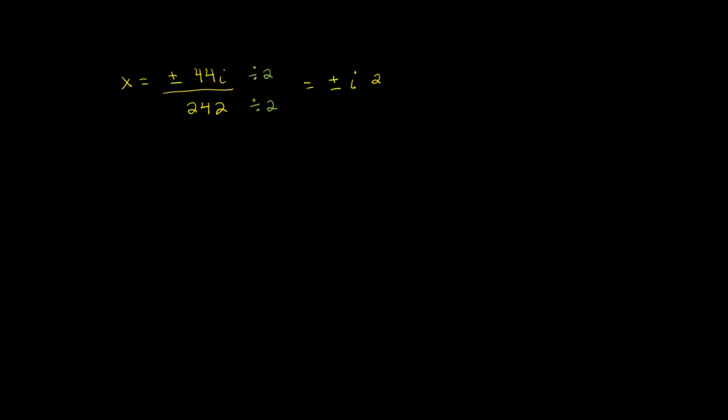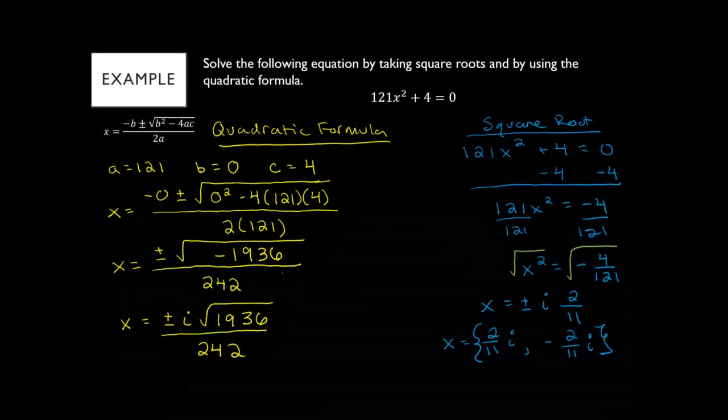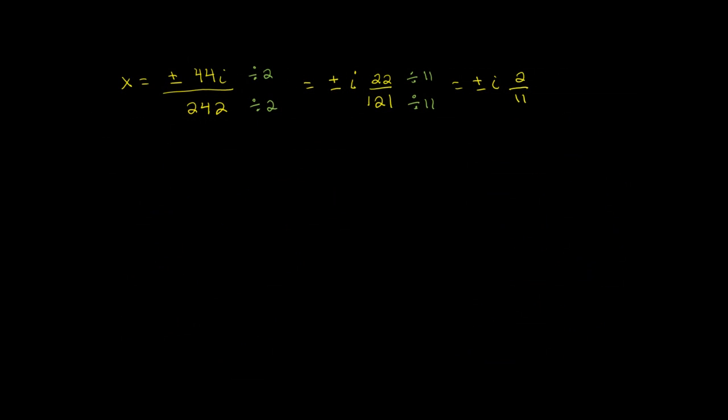So 44 divided by 2 is 22. 242 divided by 2 is 121. And I can divide 11 out of both of those. So I'm going to reduce these by 11. This will give me plus or minus i, and then 2 over 11. So we basically are getting the same answer we did before, plus or minus i, 2 over 11. And it took not that many more steps. It was only a little bit more steps.